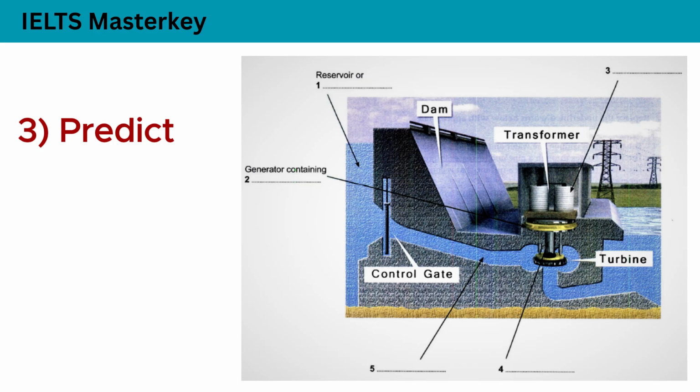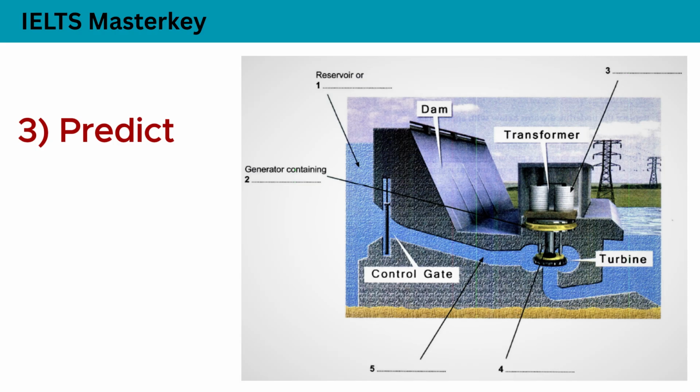Question 2 or 4, they aren't necessarily in order. For example, question 4 says generator containing blank. We have to go to the section about the generator and see what it contains. Looking at the diagram, numbers 2 and 4 are in roughly the same area. And this is how you approach all the blanks.